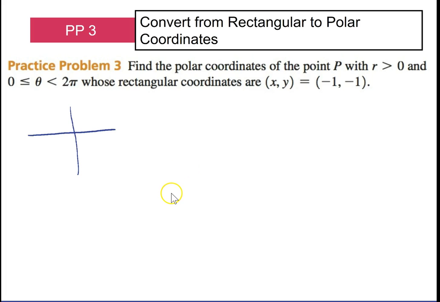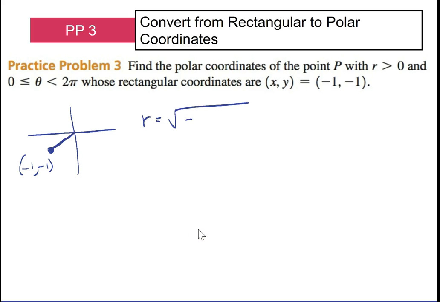First things first, let's graph this. (-1, -1). Everybody agree it's somewhere over here. We'll go left 1, down 1. It's about right there. Okay, (-1, -1) is the rectangular coordinate of this. So now let's figure out the polar coordinate of this point.